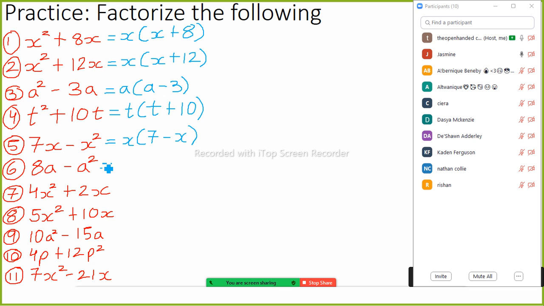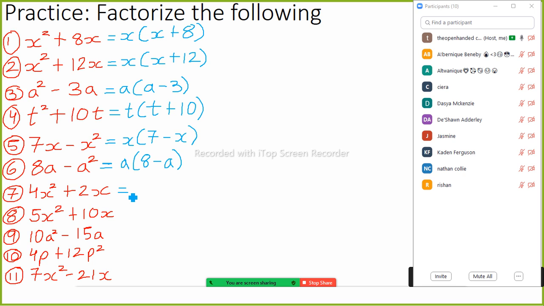A. Bracket. H. Minus 8. 8 minus 8. Very good. Bracket. Close bracket. Very good, because a times 8 is 8a, and a times a is a squared.